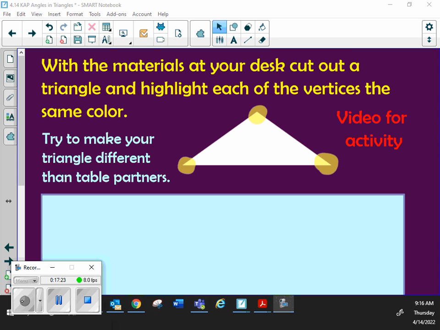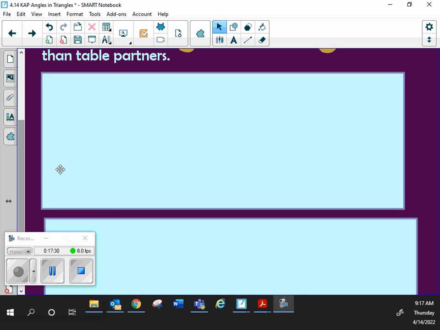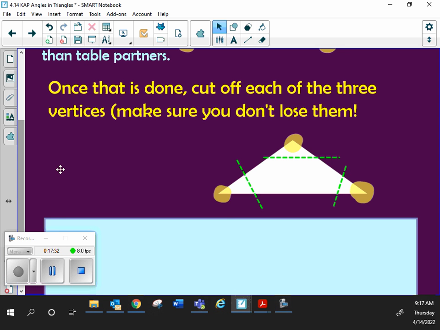Okay, so we have our triangles cut out. What you're going to do is you're going to highlight the corners. You don't need to highlight the whole triangle, but just a little bit on each edge. Now listen to my instructions before you carry these out. On your index card, you are going to cut those corners off. Notice that you're not just cutting off the color part, you're cutting the color with a little bit of white space. That's going to be very important.